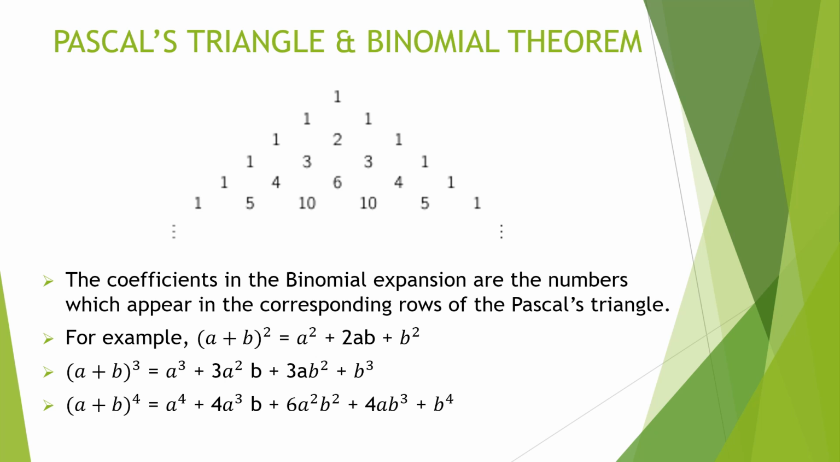Now suppose you are asked to find (a+b) raised to 4. Remember, you don't need to do any other calculations if this triangle is understood. What is the next row? It is 1, 4, 6, 4, 1. Correct? So just put the coefficients. So (a+b) raised to 4 is nothing but a raised to 4 plus 4a cube b plus 6a square b square plus 4ab cube plus b raised to 4. So this is how Pascal's triangle and the binomial theorem are related.